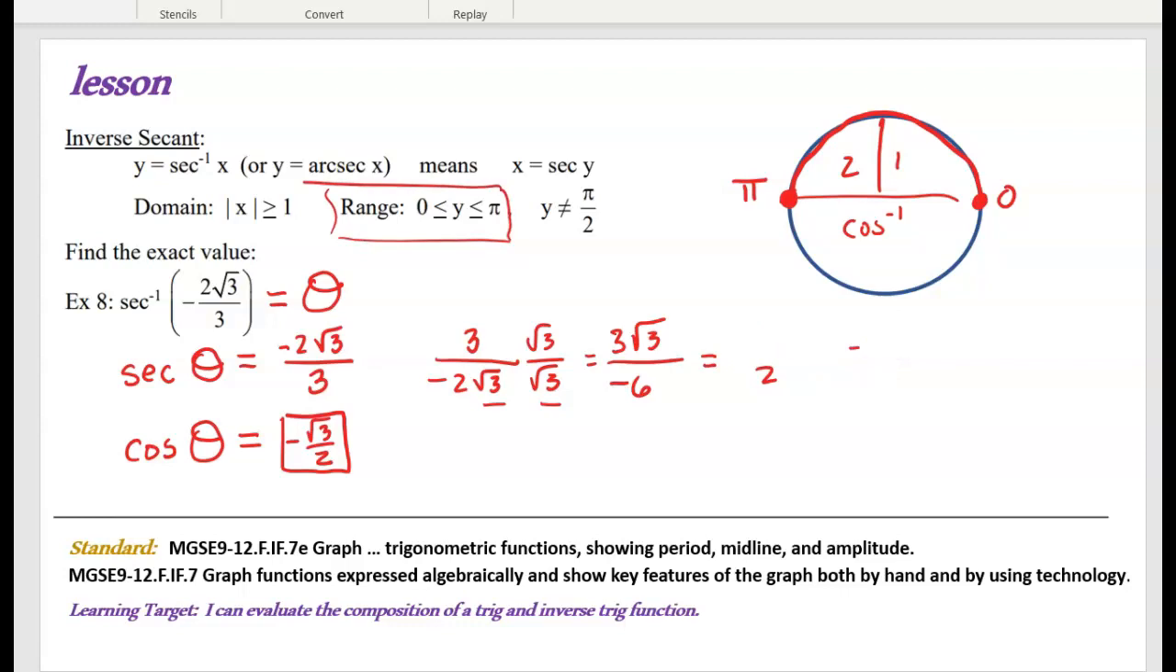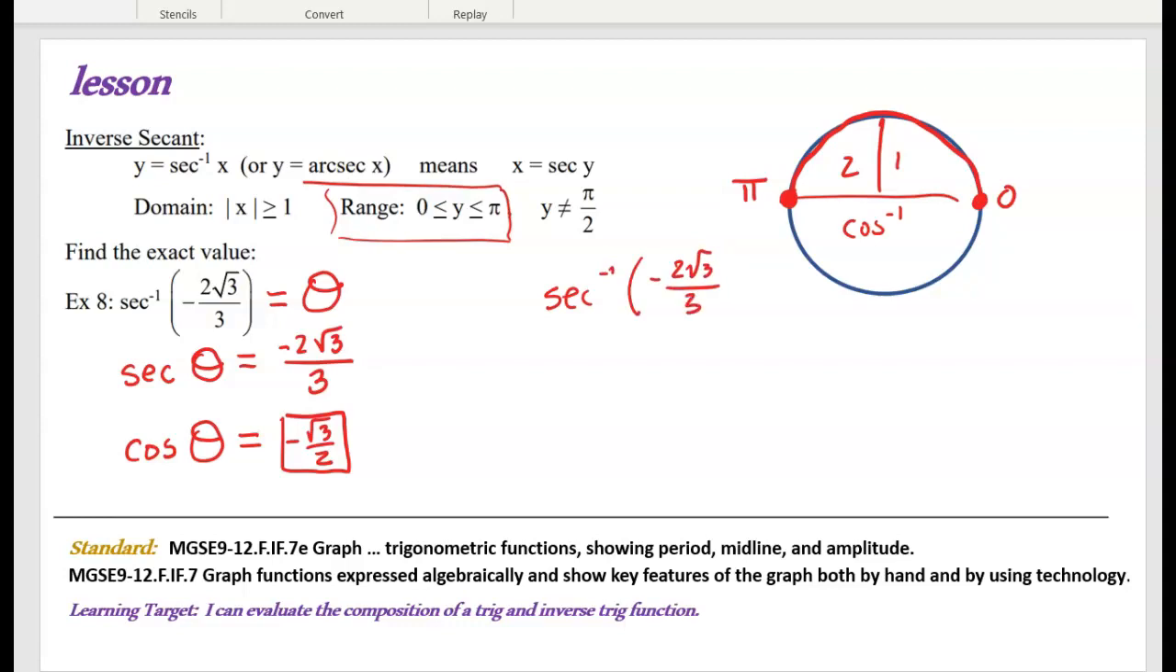So, we move all this out of the way, just like we're in class. I'm actually erasing stuff. Okay, so here's the process. To evaluate a secant inverse problem, here's what you do. Secant inverse of -2 root 3 over 3 means find cosine inverse of the reciprocal. So if you want to find secant inverse of a number, you find cosine inverse of the reciprocal.